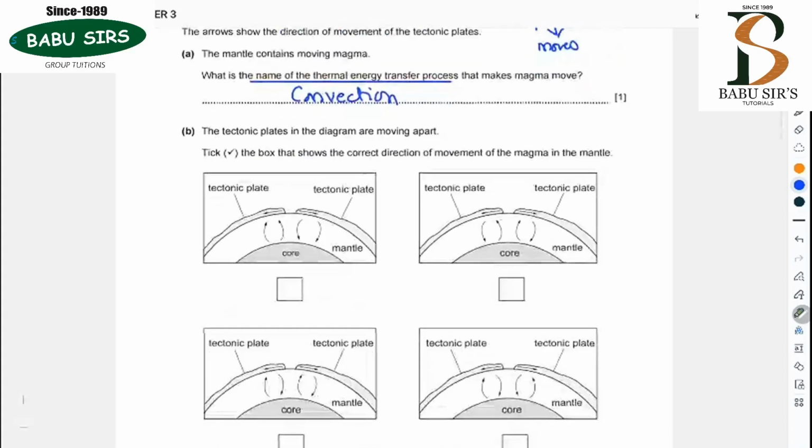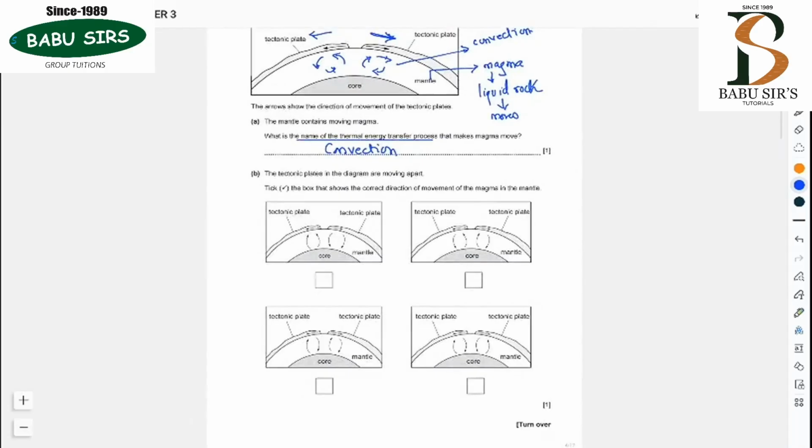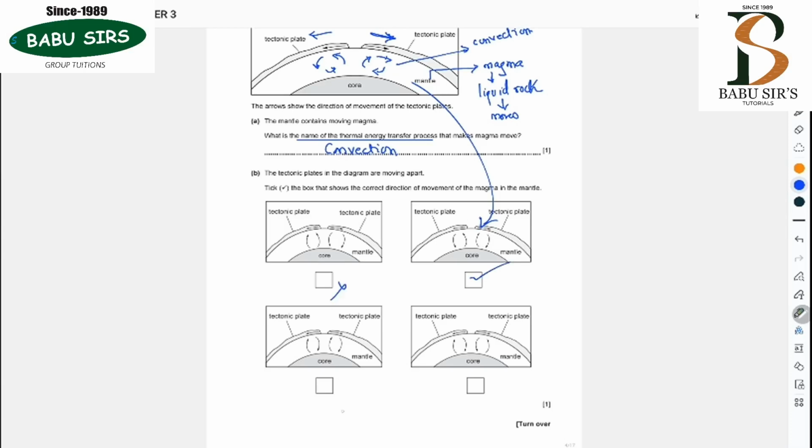Second is the tectonic plates in the diagram are moving apart. Now which diagram is same? So here if you see, this diagram matches with this one. See, it is moving in the outward direction. So you can take this one, and none other matches.